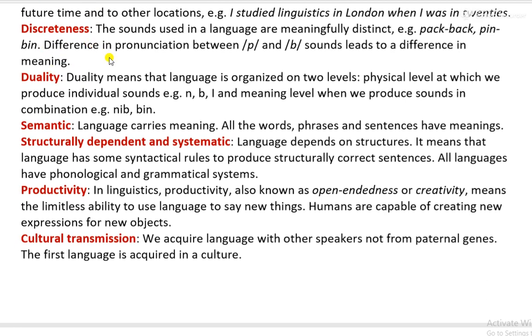Then, discreteness. The sounds used in a language are meaningfully distinct. Pack, bag, pin, bin. Differences in pronunciation between P and B sounds lead to a difference in meaning. Here, discreteness means the sounds used in a language are meaningfully distinct, discrete, different. For example, see, pack and bag. The first word has the sound P, the second B, and as the sounds are different, the meaning is also different.